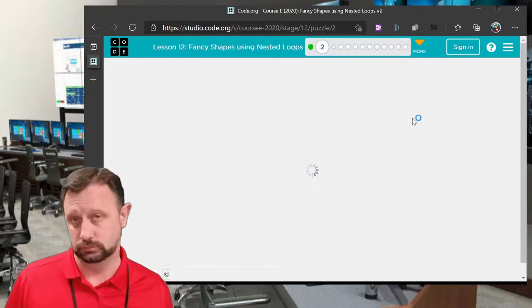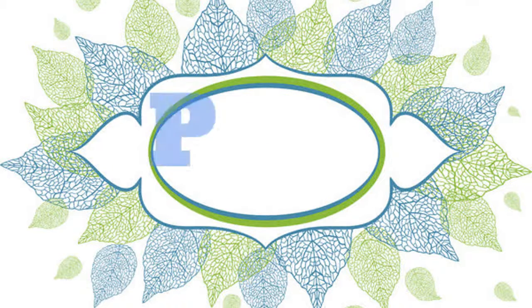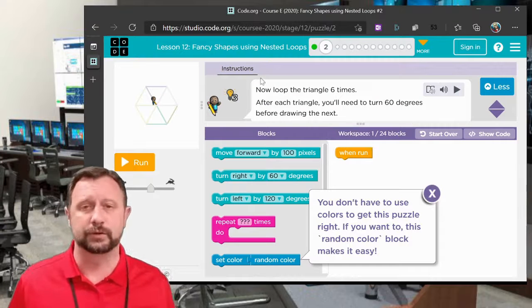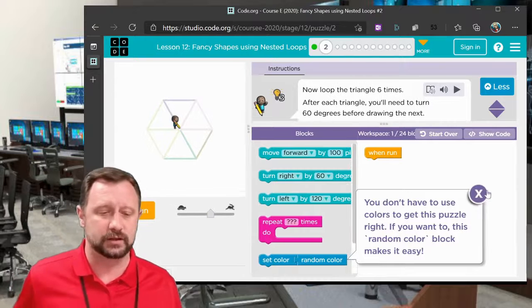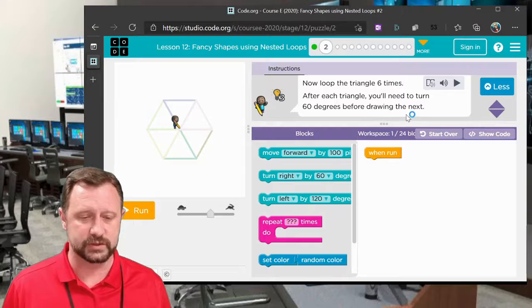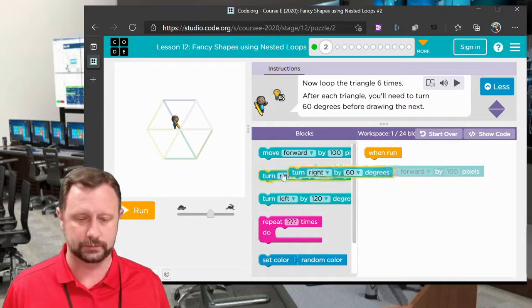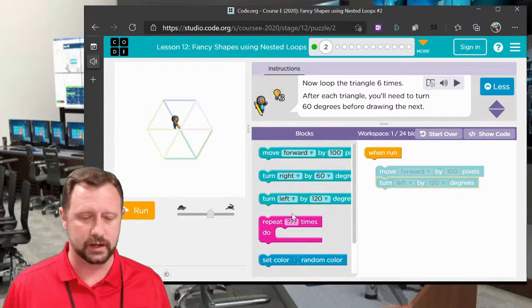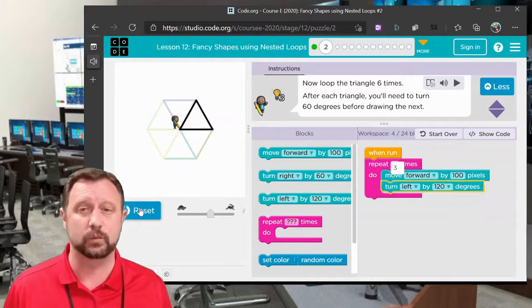Puzzle number 2. In this puzzle, whoa, we've got to make a really crazy looking shape here. Now we're going to loop the triangle 6 times. So what we need to do is go forward. It says you need to turn 60 degrees before the next triangle. So we're going to go forward, and we're going to turn to the left. Let's say turn to the left, 120 degrees. We knew that that was going to be a triangle. Let me try it out first. Does that give me 1 triangle?